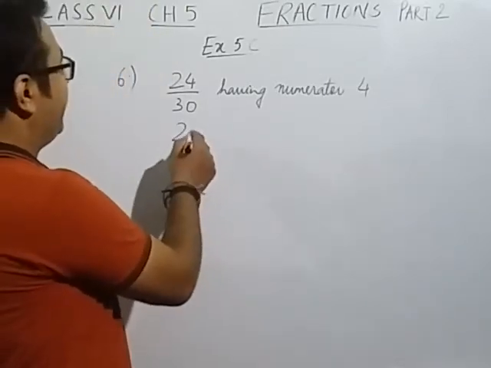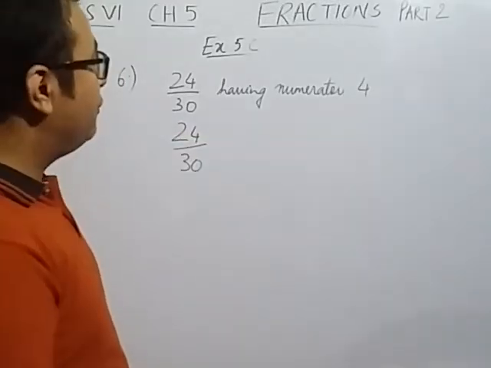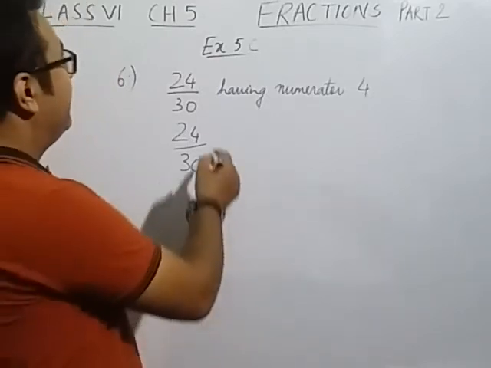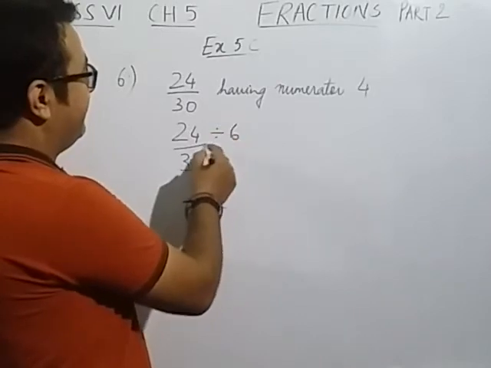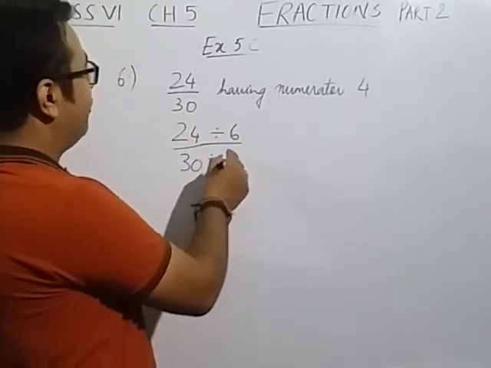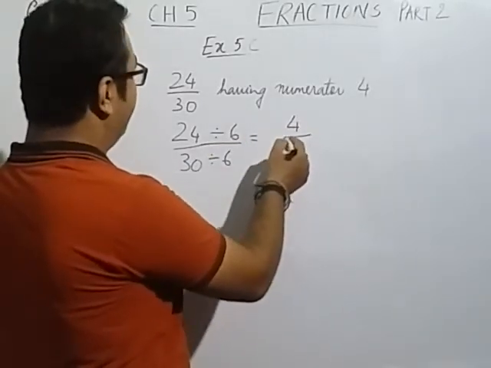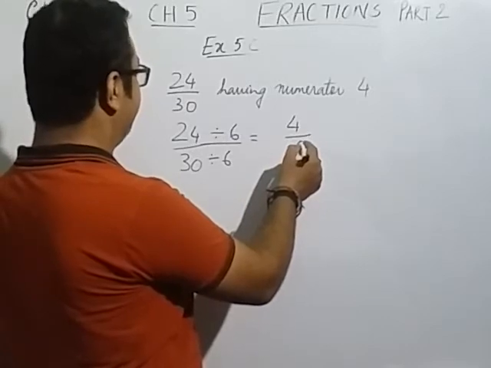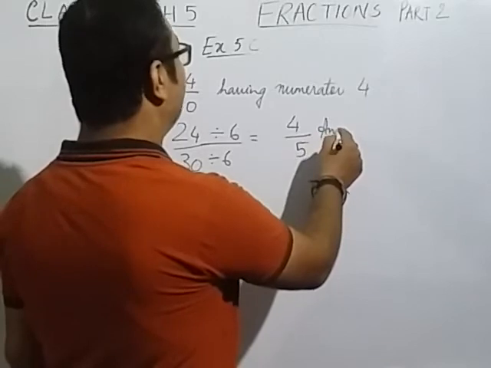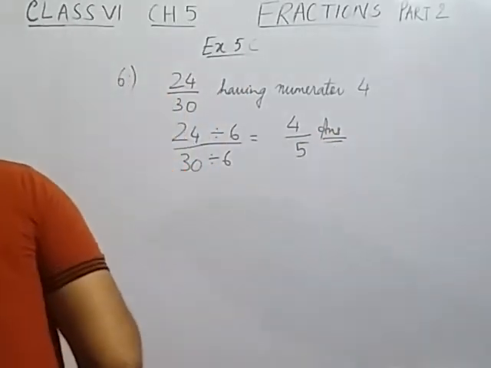Here the numerator is 24. We need to make it equal to 4. So how can 24 be made equal to 4? By dividing it by 6. Okay. Since we are dividing the numerator by 6, we will also divide the denominator by 6. Now 24 divided by 6 is 4 and 30 divided by 6 is 5. So our answer will be 4 upon 5. Okay. Now let's take the next question.